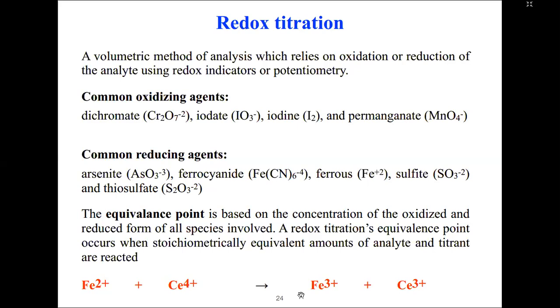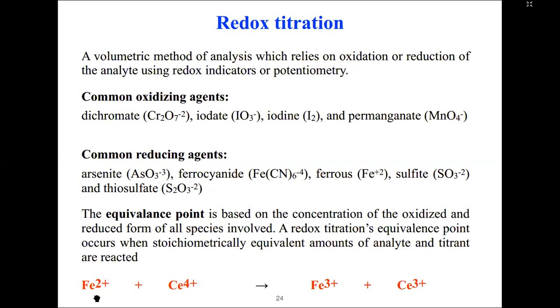Okay. So the equivalence point is based on the concentration of oxidized and reduced form of all the species involved. A redox titration's equivalence point occurs when stoichiometrically equivalent amount of analyte and titrant are reacted. That means when you react same equivalent amount of iron 2 plus with equivalent amount of cerium 4 plus, then the equivalence point is obtained. Okay, in this case it is 1:1 ratio. So if you react 1 mole of iron 2 plus with 1 mole of cerium 4 plus, then equivalence point is obtained.